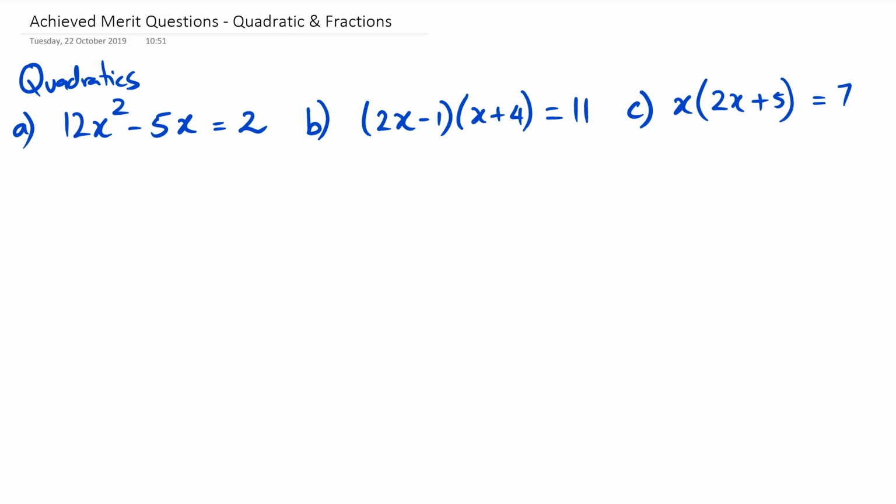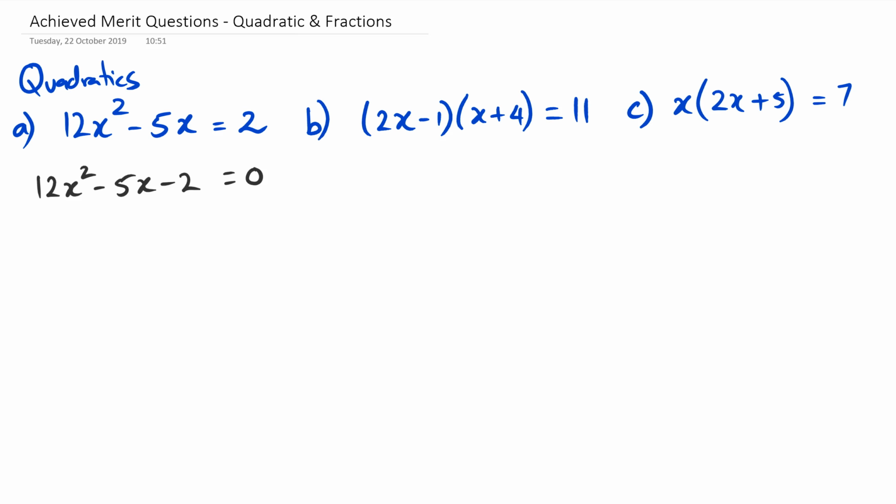Now, as I said to you guys before, if you have a graphics calculator, this part becomes really super simple. If you don't have a graphics calculator, then you have to use the quadratic formula, which we've actually been using quite a bit in our other standard that we did. Okay, so with the first question, anytime you're dealing with quadratic, remember that you want to rearrange it so that you can actually put it equal to 0. So I'm going to put this as 12x squared minus 5x minus 2 equals 0.